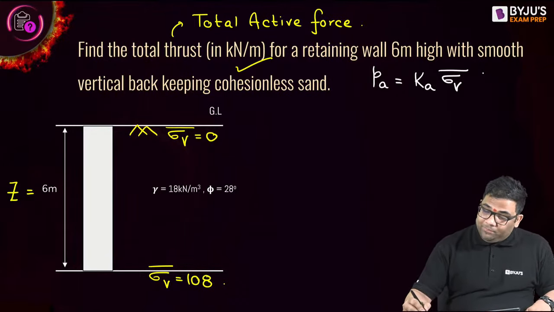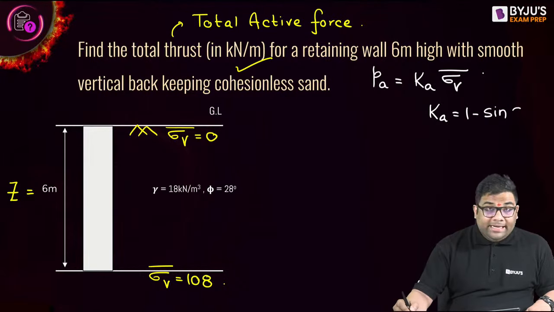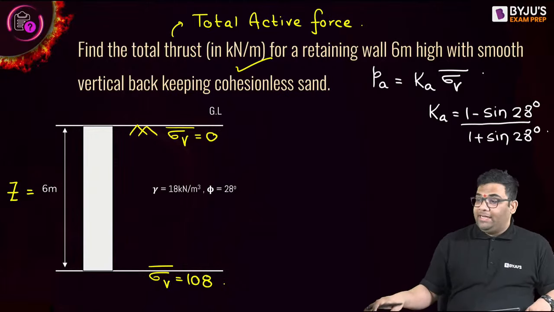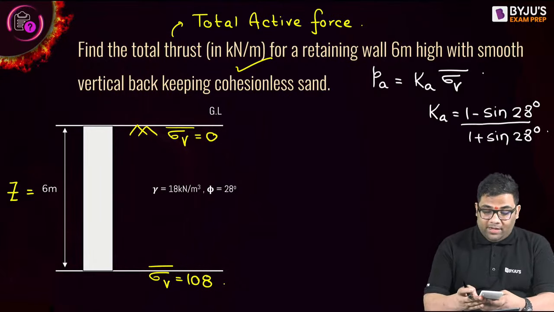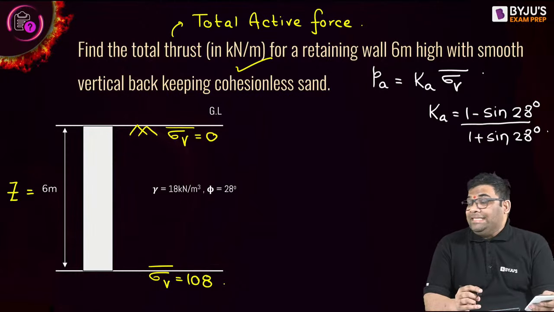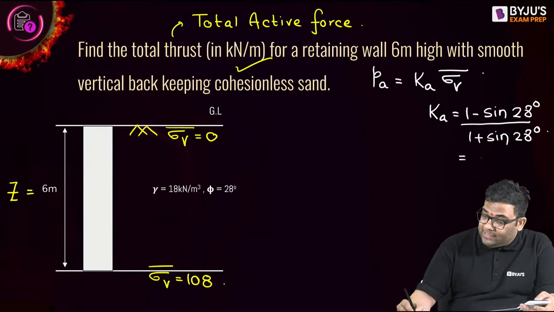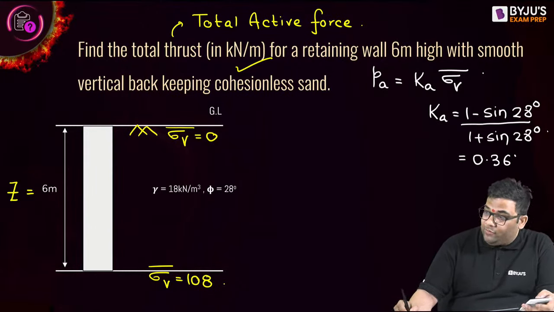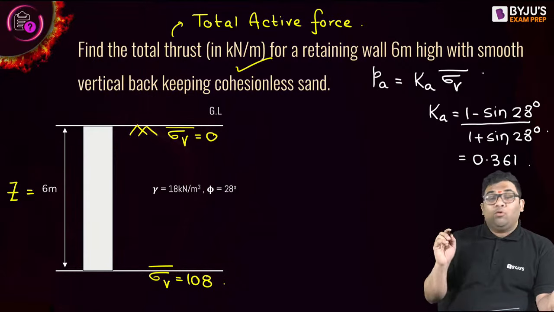Now, what will be the Ka? The Ka value will be 1 minus sin phi by 1 plus sin phi, where phi is 28 degree. So, how much Ka am I getting? Let us find out first. 1 minus sin 28, divided by 1 plus sin 28. So I'm getting a value of 0.361. Hope you also are getting the same value. Are you getting the same value? 0.361. You also solve with me.